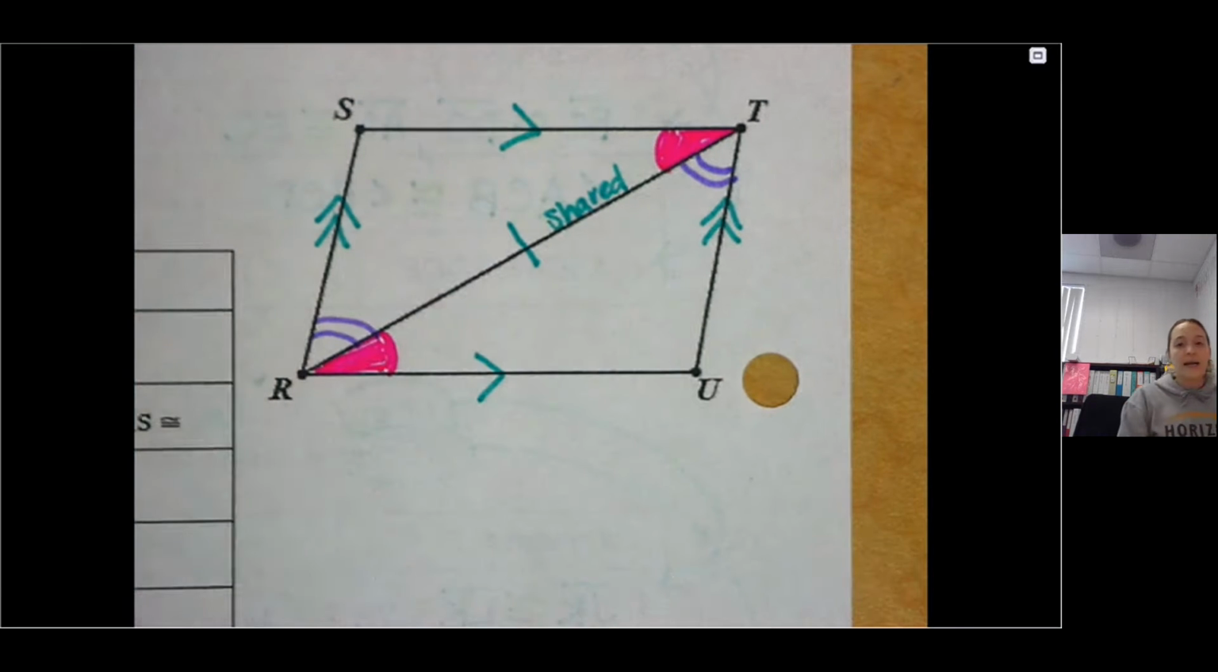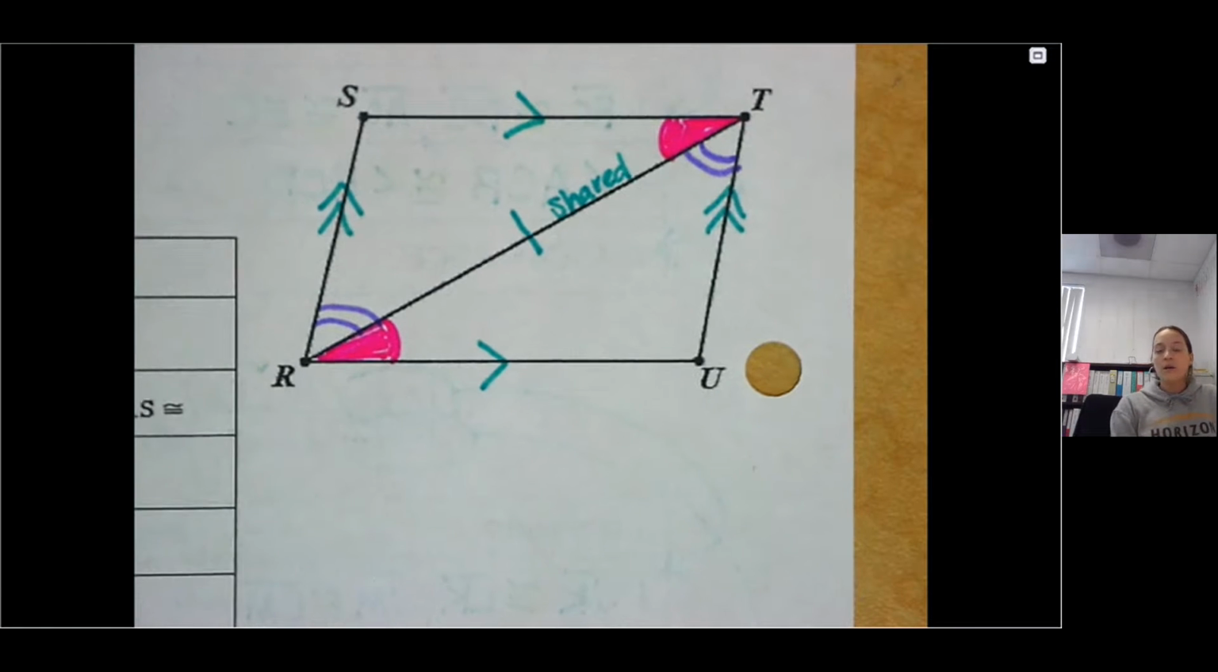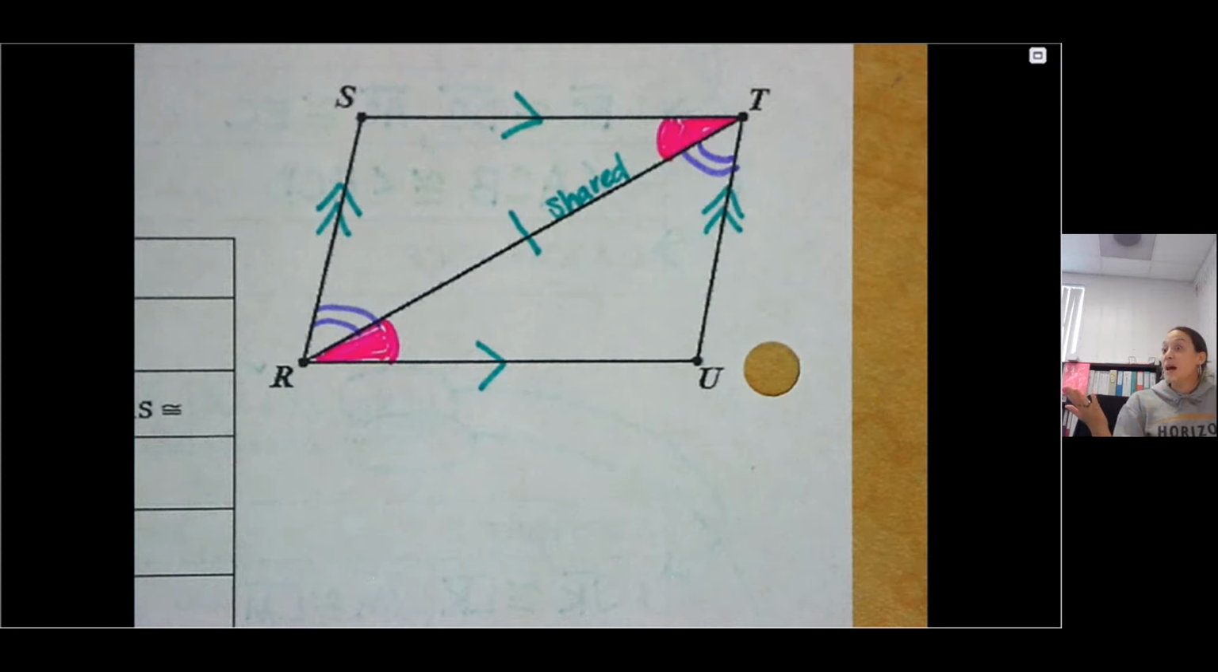Beautiful. Give yourself a pat on the back. Nicely done. Okay. Now it should be easy to tell which theorem this is.